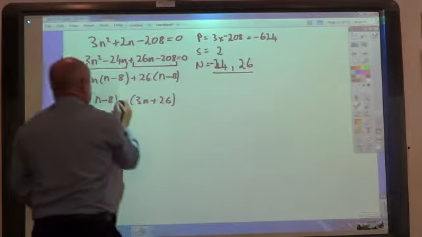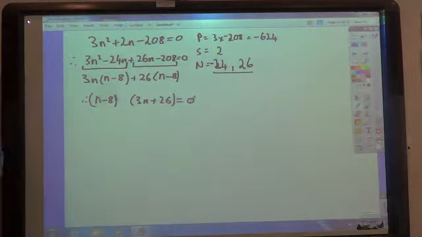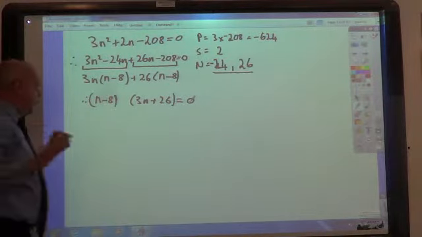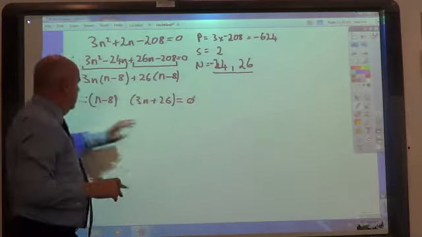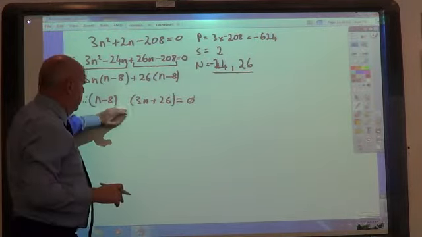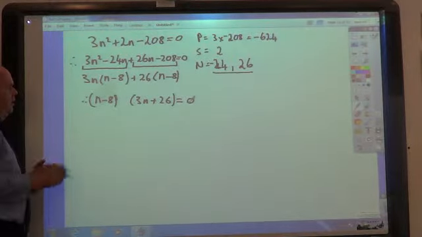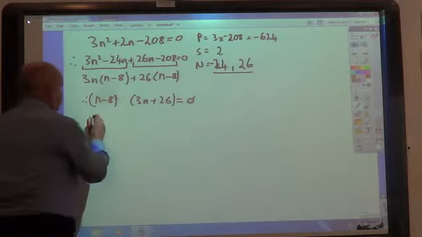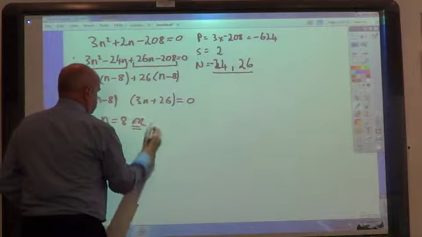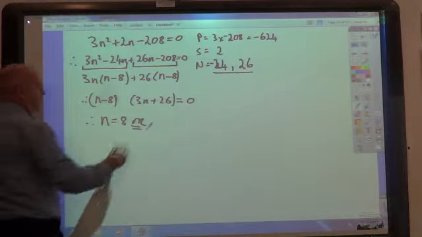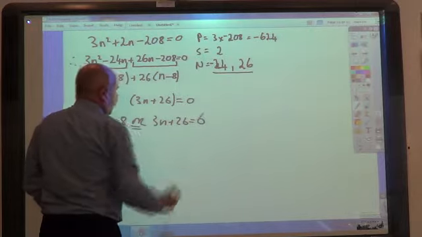And then you set it equal to 0. Now remember, this is where the null factor theorem comes into play. What we're saying is if that times that does equal 0, well either that must equal 0 or that must equal 0. Null factor theorem: if AB equals 0, A equals 0 or B equals 0. So n equals 8 or 3n plus 26 equals 0.